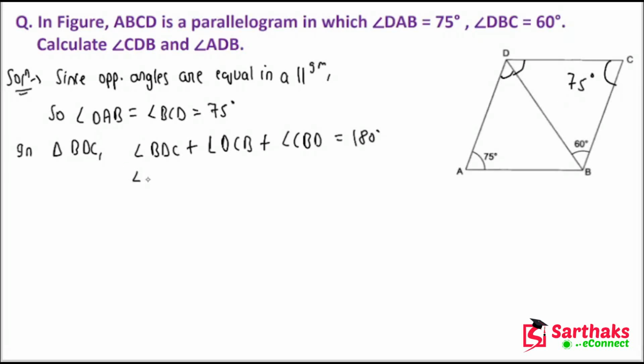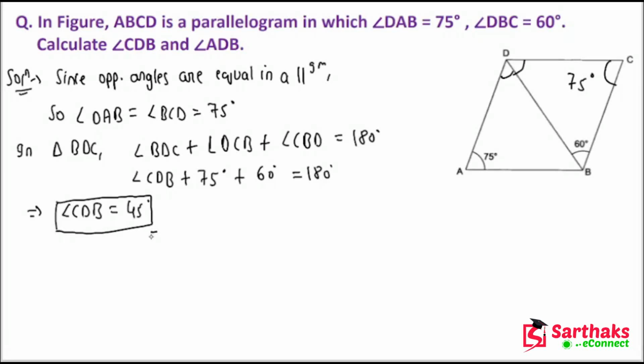So angle BDC, you can also write it as angle CDB, plus angle DCB is 75 degree. We have just equated it to this angle, and angle CBD is already given to be 60 degree, and the sum total is 180 degree, which simply states that angle CDB is equal to 180 degree minus 60 degree, which is 120 degree, and 120 degree minus 75 degree is 45 degree, right? So we have angle CDB equal to 45 degree. So this was the first answer, right?